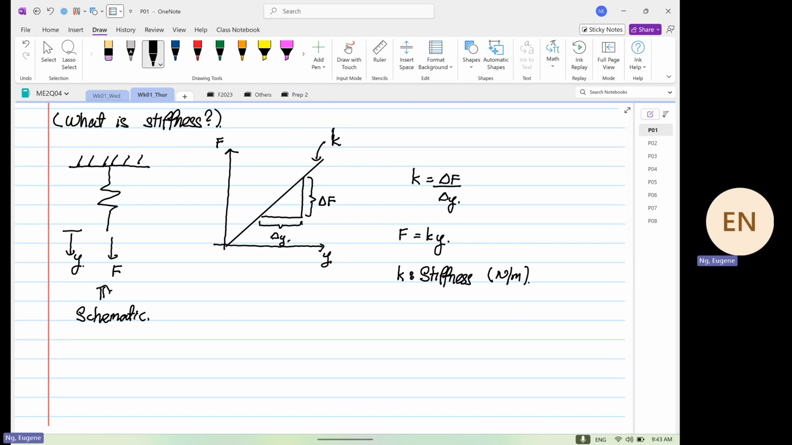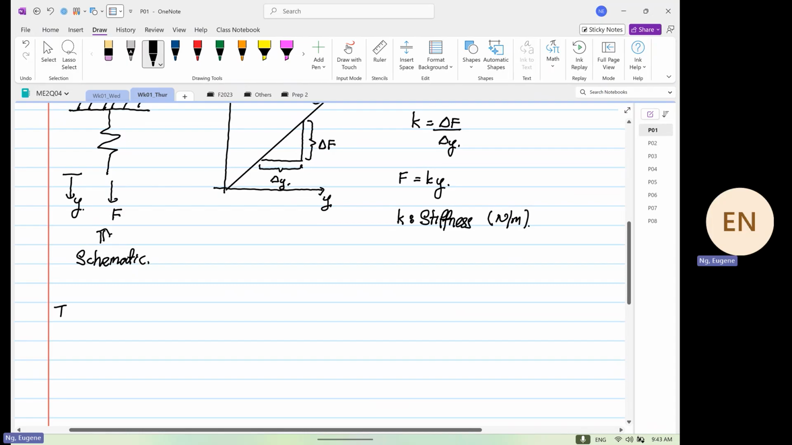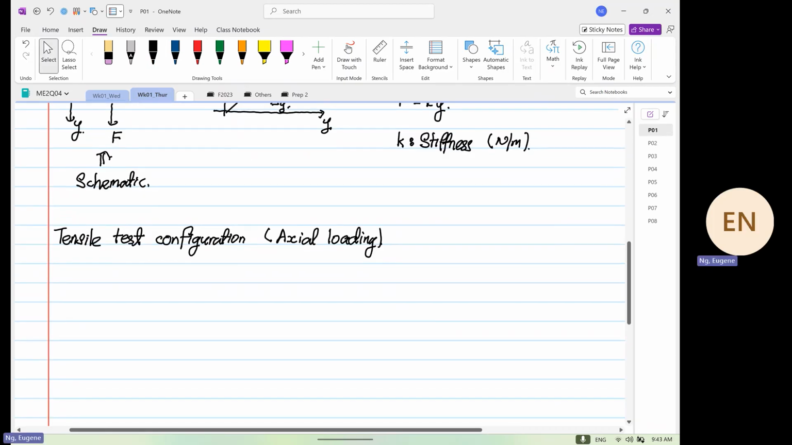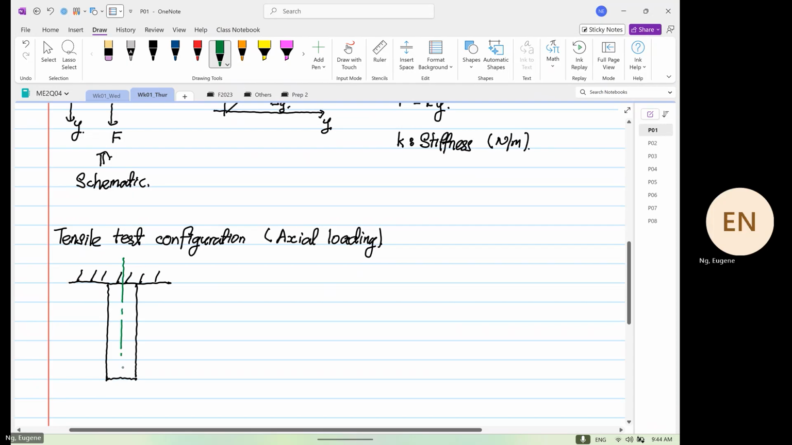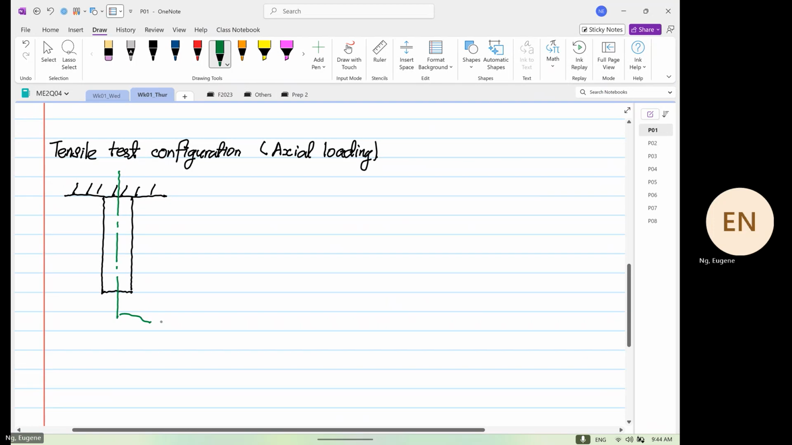So the next thing we are going to relate is the real world. How is this related to the real world? In the real world, we have what we call tensile test configuration. You can start copying from here. In a tensile test configuration, the system is under axial loading. So in axial loading, this is your structure, and then over here, this is my centroid.